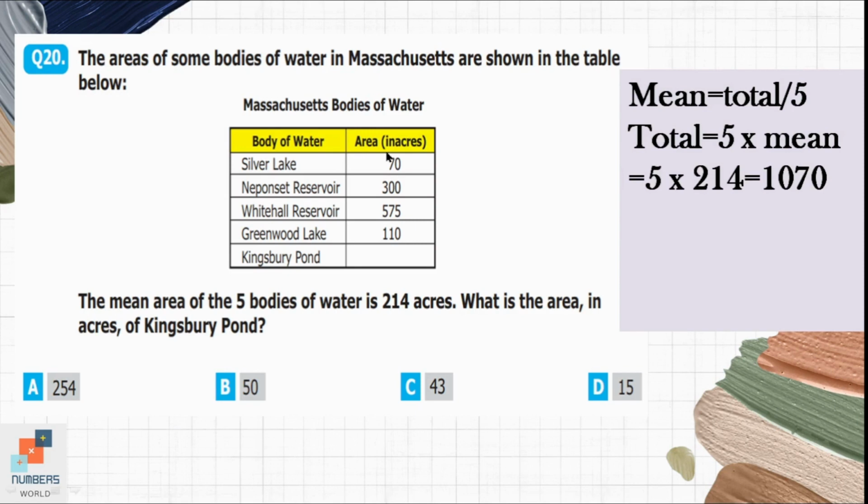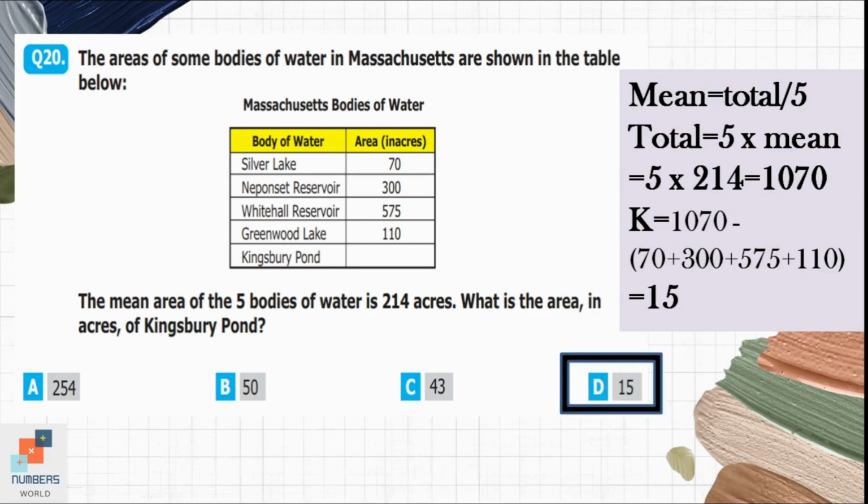Now we are going to subtract the areas of the bodies of water from the total. The answer is equal to 15. So we can say the area of the Kingsbury Pond is 15 acres, which is our option B.